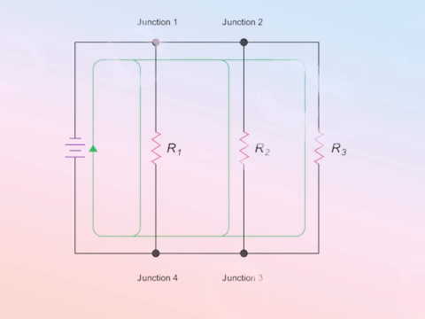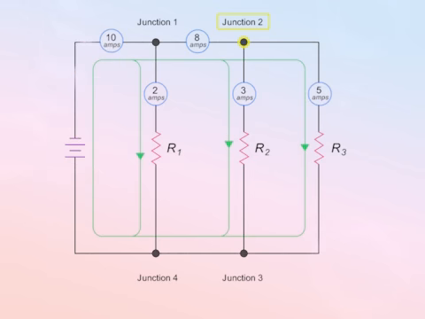For example, look at these ammeter readings at the various branches and junctions of a parallel circuit with a source current of 10 amps. As the 10 amp current travels away from the source, it splits at junction 1 into two branches that have currents of 2 amps and 8 amps. The circuit branches again at junction 2, and the 8 amp current splits into 3 amps and 5 amps.